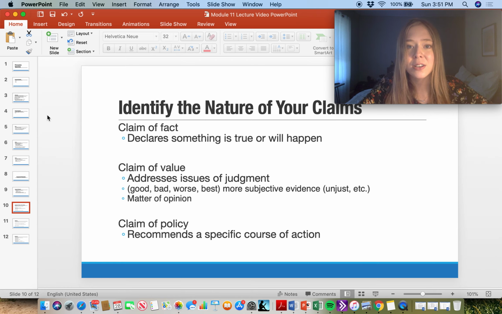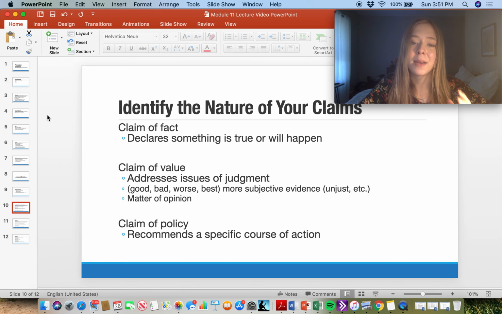Another claim of fact would be the Earth is going to die in 12 years or whatever that is because of climate change. That is a claim of fact because I'm claiming that this is true and this will happen. So next, a little bit different, is a claim of value. And so this is addressing issues of judgment.